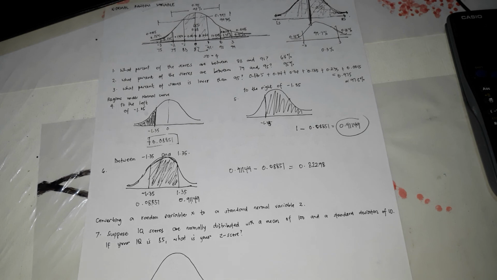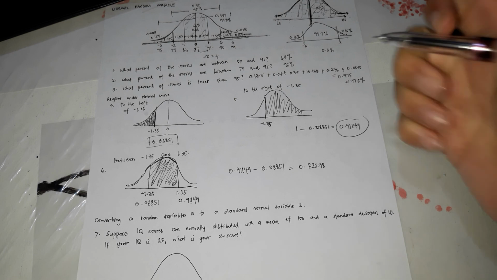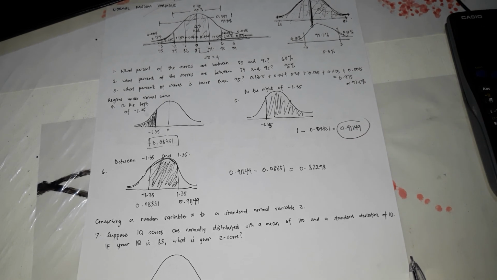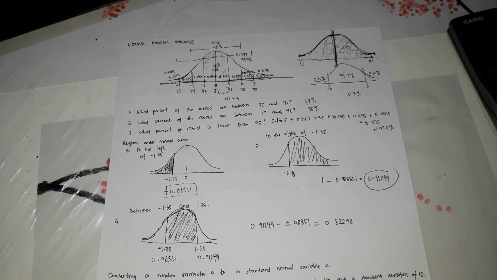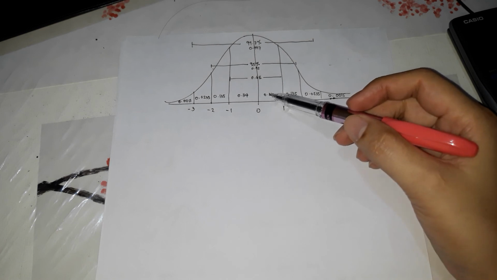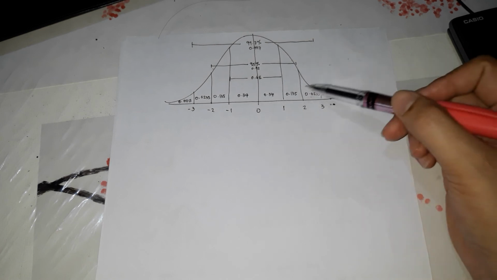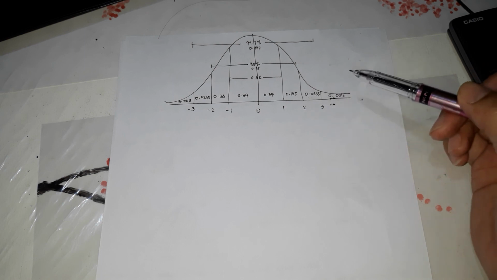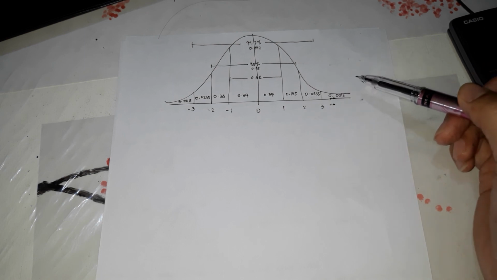Just to clarify it again, to give you a better figure for the normal curve, this is the normal curve for the first one. From 0 to 1, that's 0.34. The area from 1 to 2 is 0.135, and so on and so forth. You may take a screenshot if you like.